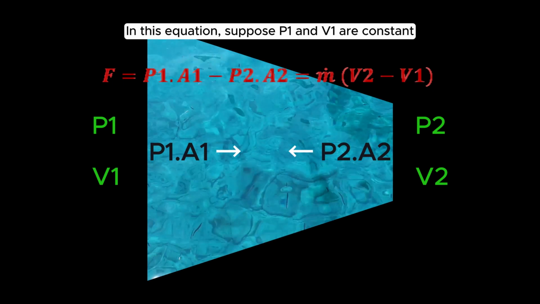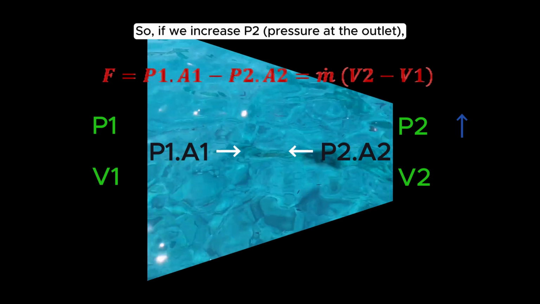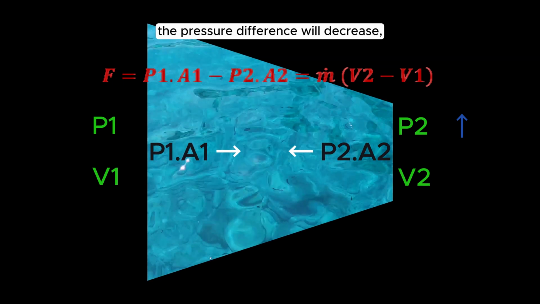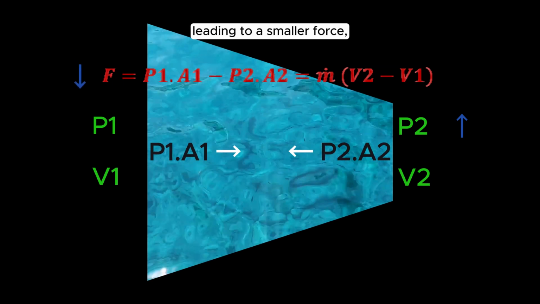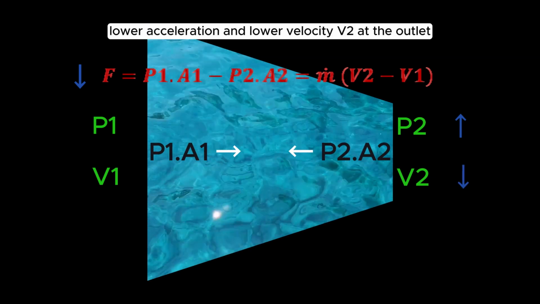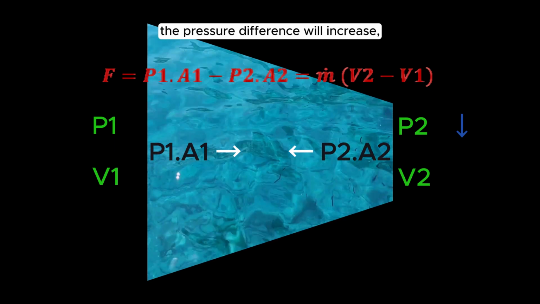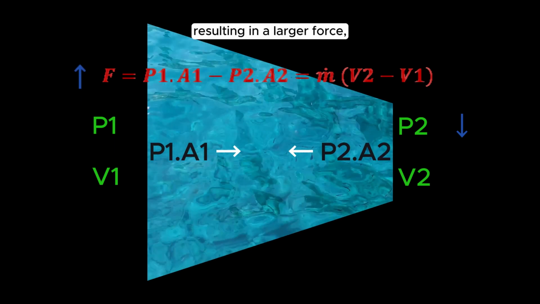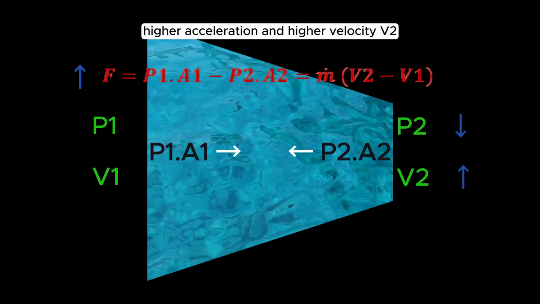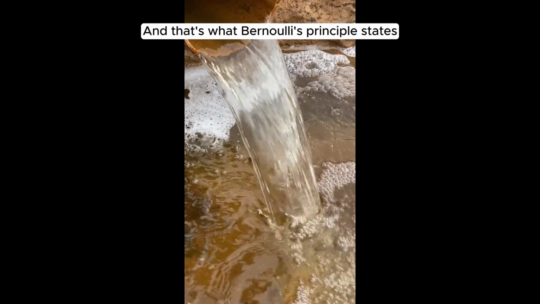Suppose P1 and V1 are constant. So, if we increase P2, or pressure at the outlet, the pressure difference will decrease, leading to a smaller force, and hence lower acceleration and lower velocity V2 at the outlet. Similarly, if we decrease P2, the pressure difference will increase, resulting in a larger force, and therefore higher acceleration and higher velocity V2. And that's what Bernoulli's principle states.